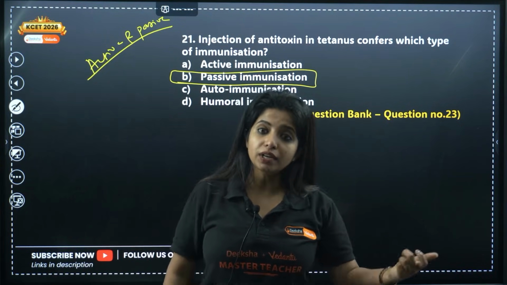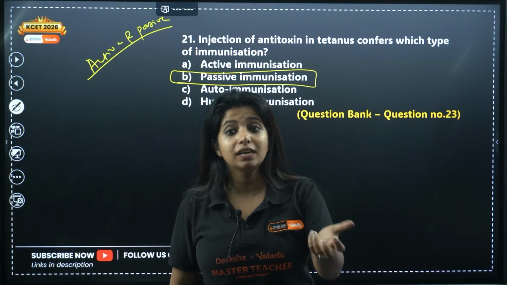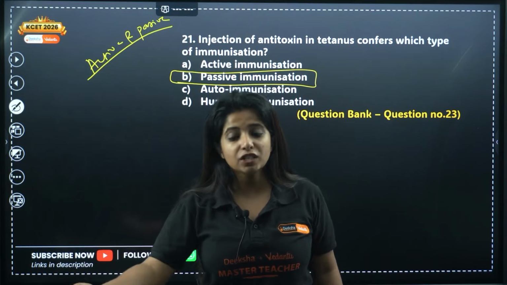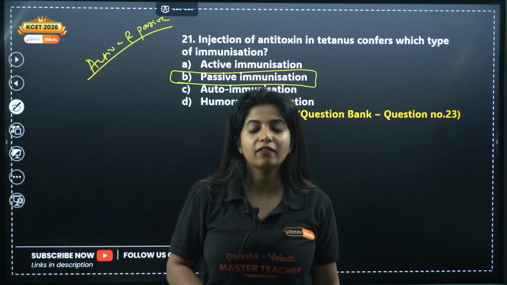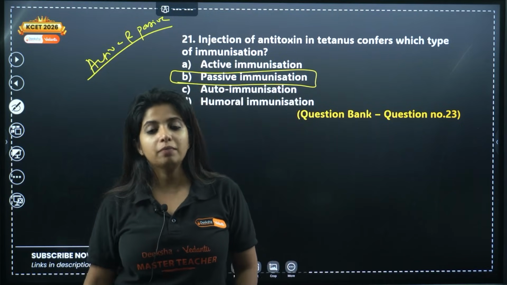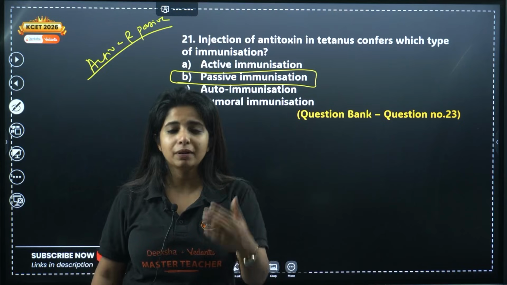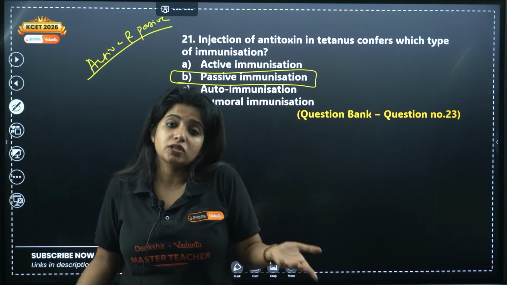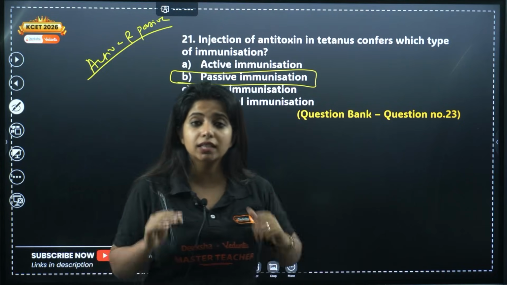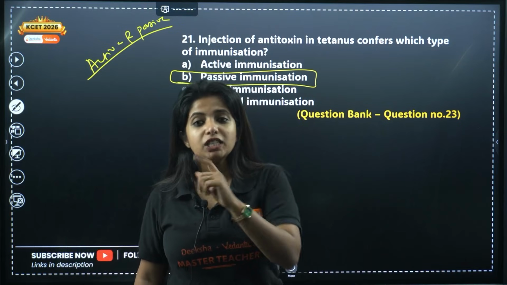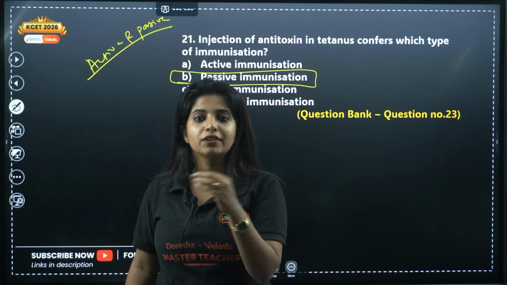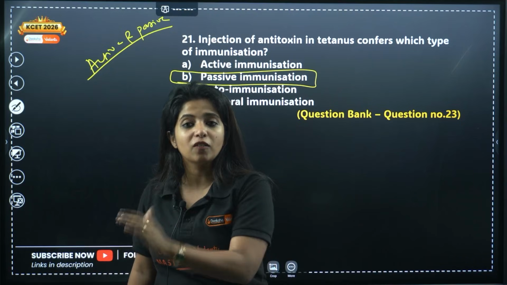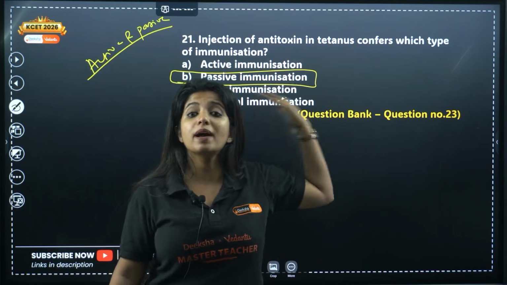In active immunity, do you have memory? Yes, because my B and T cells both will be involved. In passive immunity, do we have memory cells? I have been given antibodies, so how will I have memory cells? That is the difference. For example, in active immunity, I get an infection and my body develops resistance against it. Passive immunity means from the mother to the child you are giving milk which has IgA. This is an example of passive immunization.